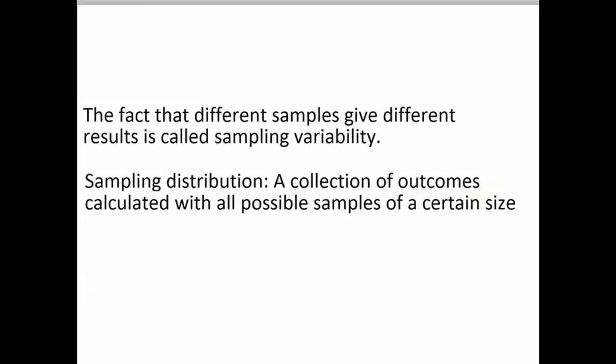Now that we understand the idea of sampling variability, we need to understand the idea of a sampling distribution. In statistics, a sampling distribution is a collection of possible outcomes based on all possible samples of a certain size. It takes a little bit of imagination to be able to understand the idea of a sampling distribution, so I'm going to challenge you to use your imagination.